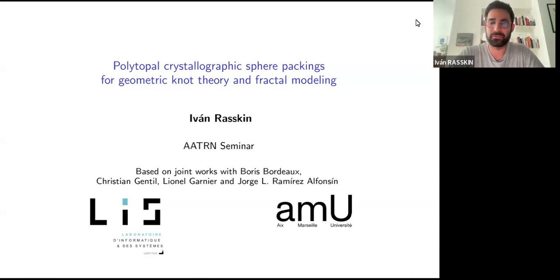So I'm going to talk about sphere packings, a family of sphere packings that are called crystallographic sphere packings. And inside, we're going to check a family of polytopal crystallographic sphere packings and two applications of this family in knot theory and fractal modeling.